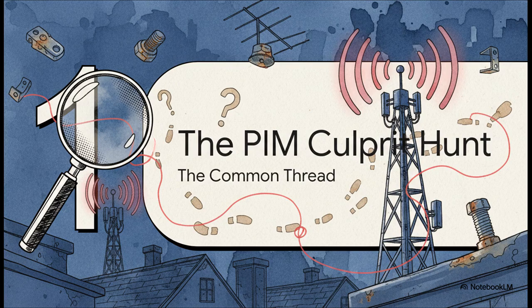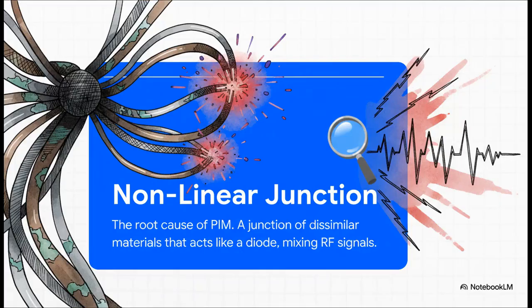You know, every single PIM problem, no matter how different it looks on the surface, has one thing in common: a single root cause. And once you get this, you're on your way to becoming a real PIM detective. And here it is. This is the bad guy behind every PIM headache you've ever had: the non-linear junction. Just think of it like this. Whenever you have two different metals touching, especially if there's a loose connection or some rust, they can act like a tiny accidental diode. And when your powerful RF signals hit that spot, they get all mixed up, creating this nasty interference that can land right back in your receive band. So bottom line, finding PIM really just means finding these junctions.